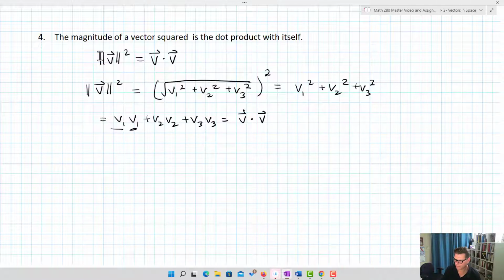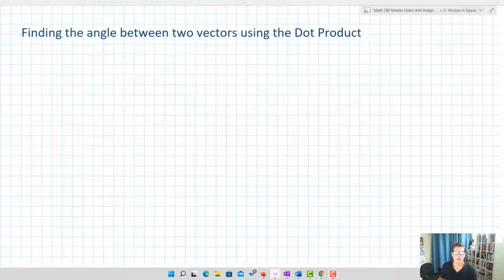Because the first component of v is v1, the second component of v is v2, the third component of v is v3. So there we are. Super handy. It's going to come in really handy for us. We'll use it quite a lot inside of this class.